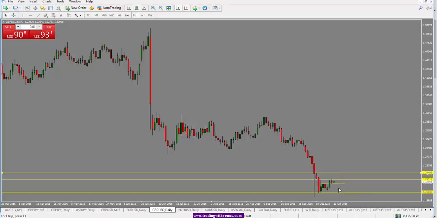So at this point we are still in a range. However, the price is holding above the previous swing high. At this point we could see a bullish move if the price does breach the 123.30 level.